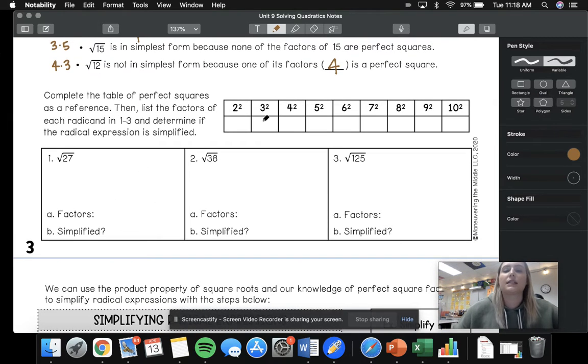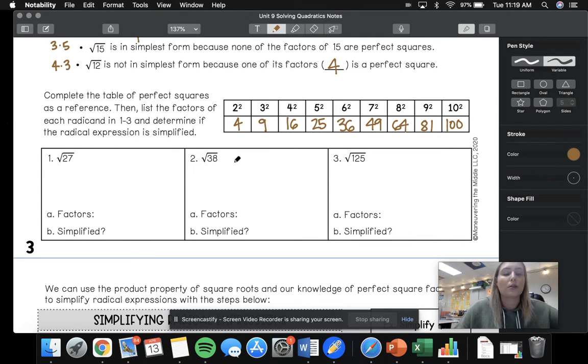So I like to use this kind of list to help me with my perfect squares. So 2 squared is 4, 3 squared is 9, 4 squared is 16, 5 squared 25, 36, 49, 64, 81, and 100. So those just help me start off with my list. Obviously, the list can be longer because we can do 11 squared, 12 squared, 13 squared. But those are my go-tos that help me look at it.